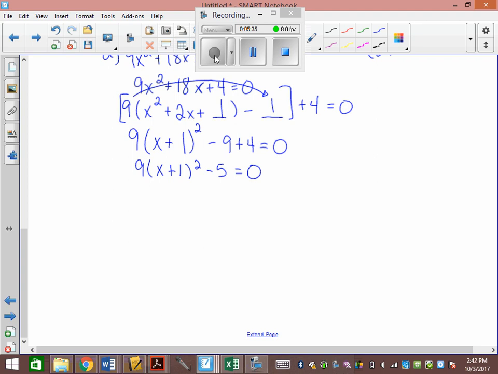And ultimately, solve means find what the heck the variable equals. Do I know what the variable equals at this point? No. So I need to get it by itself. So I need to do reverse BEDMAS. So what's the first thing I need to move? The 5. I'm going to add it over. So I'm going to get 9 times x plus 1 squared equals 5.